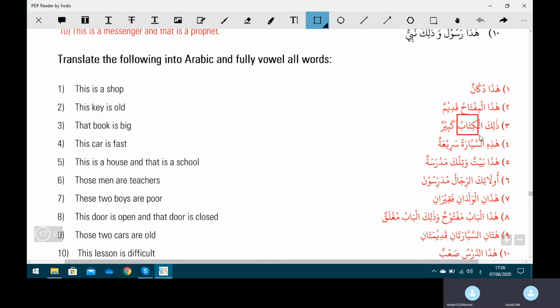So we lost the tanween then as well, didn't we, on al-kitab? Yes, that's right. Yeah, so with alif lam, tanween goes. When you bring alif lam you take the tanween away. Alif lam does not like tanween.